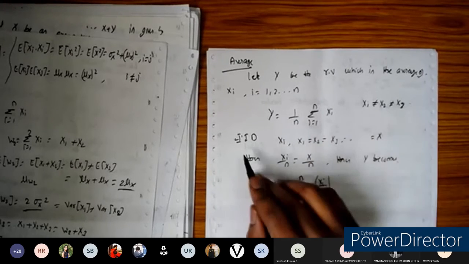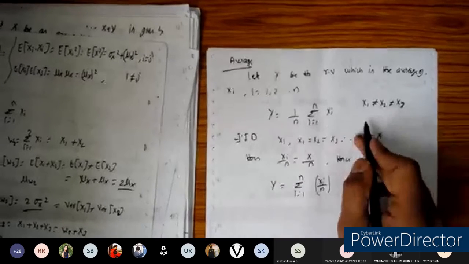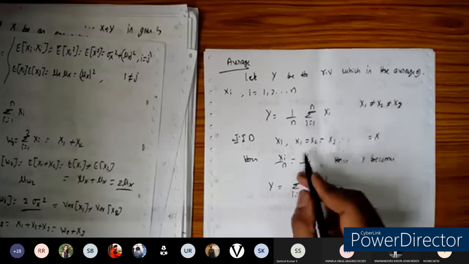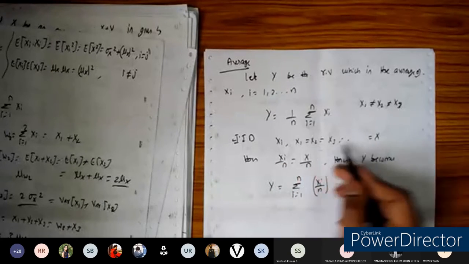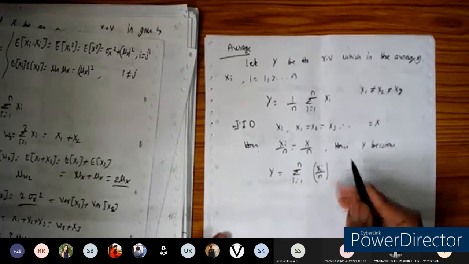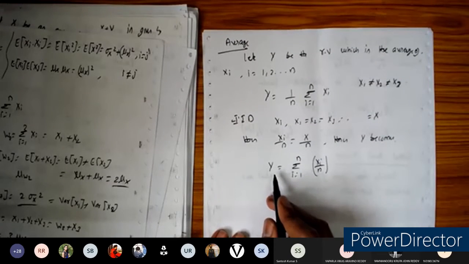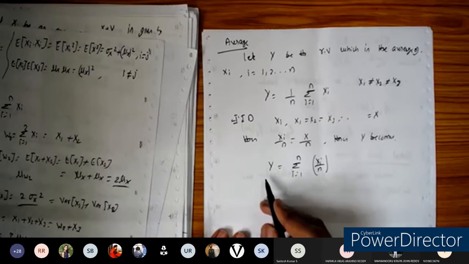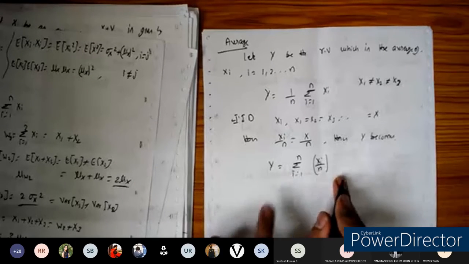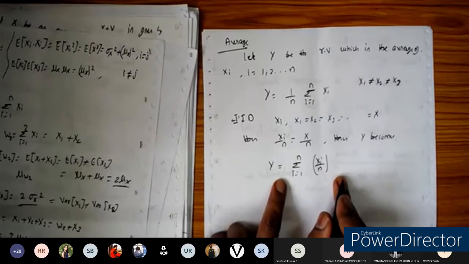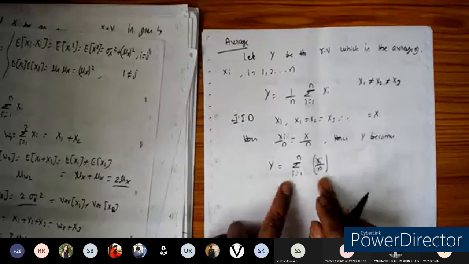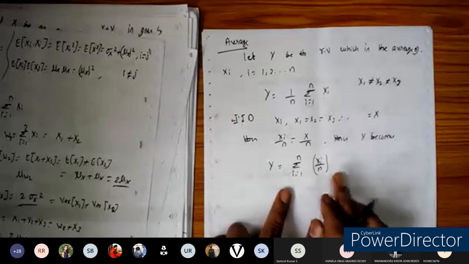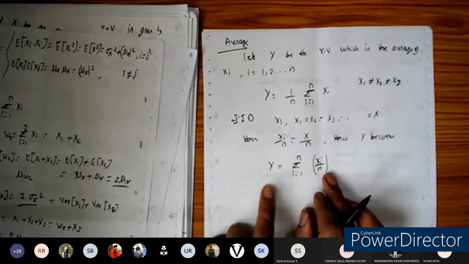Now I'm going to introduce the concept of IID. IID is independent, already independent here, and identically distributed. Identically distributed means x1 is equal to x2 is equal to x3 is equal to x. Now y has become the IID random variable, that is, an independent and identically distributed random variable. For this one, I'm going to find out the mean and the variance of the random variable. Let us find that here.